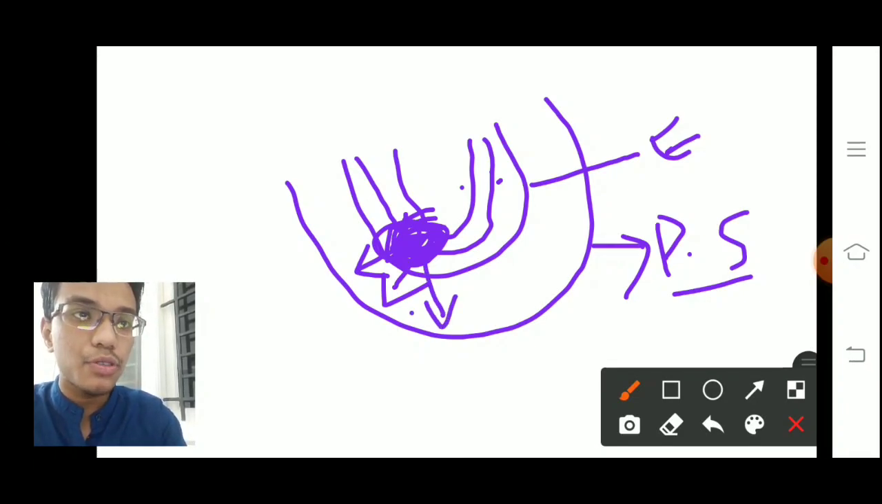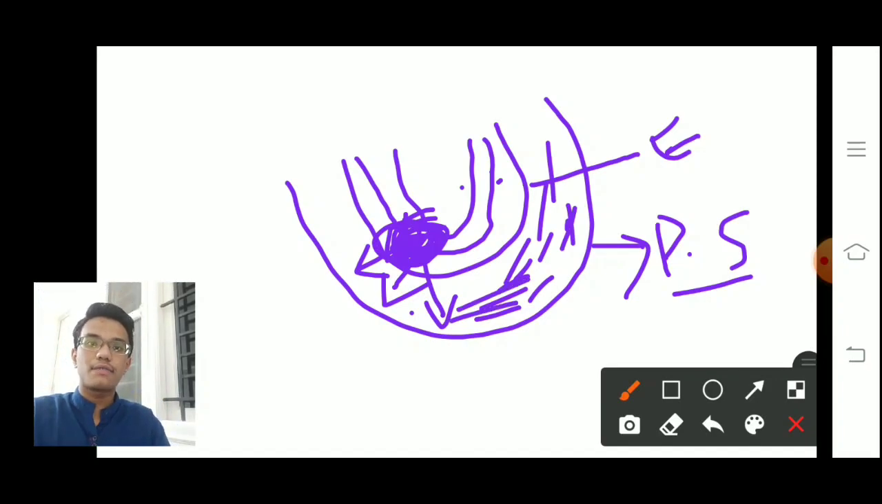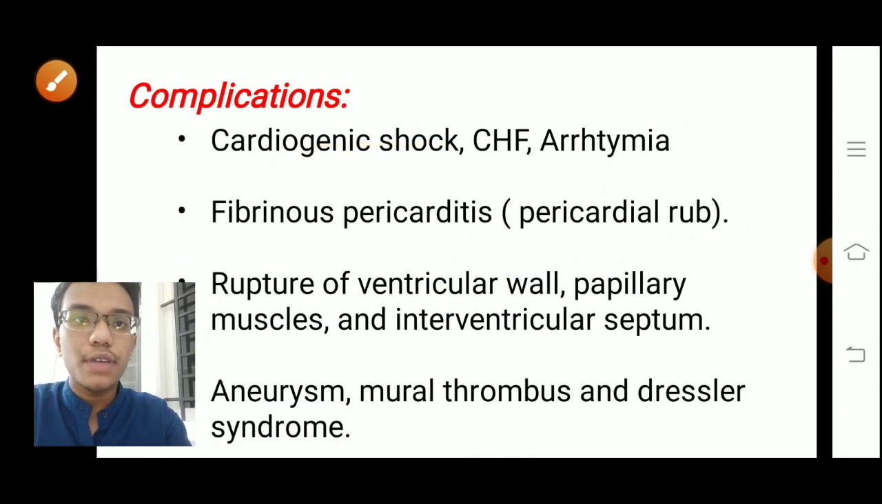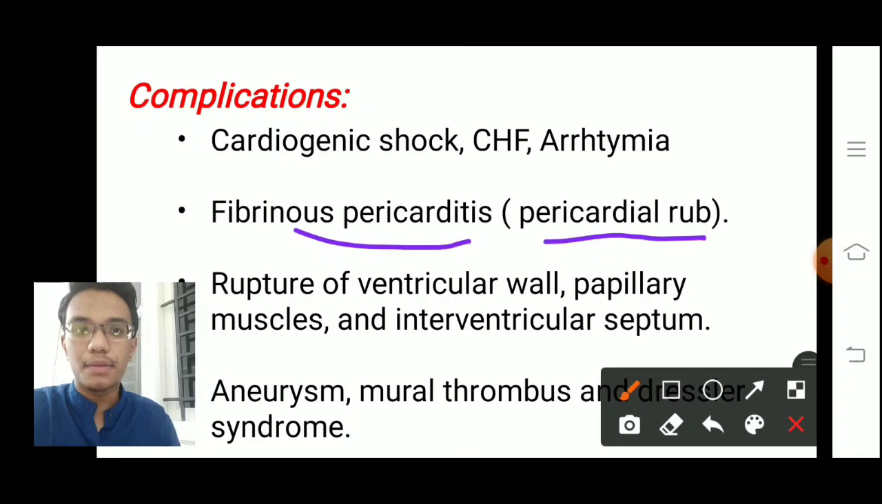Now as it comes to the pericardium, it may start inflammation here. So acute inflammation occurs in the pericardial sac. This is actually called fibrinous pericarditis, inflammation of the pericardium. Okay. Now this complication we had seen. And in this condition you may hear the pericardial rub.